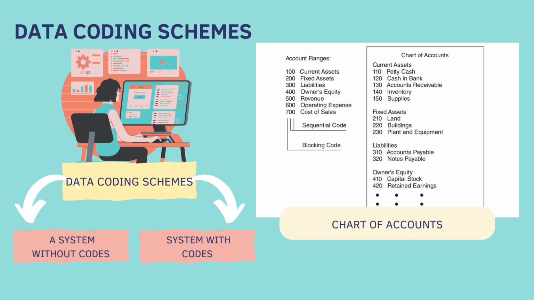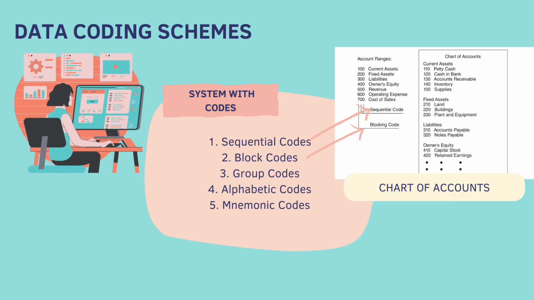Here we have a chart of accounts. Very familiar na tayo sa chart of accounts kasi sinusulat natin yung mga codes sa chart of accounts sa journal natin. System with codes, we have numeric and alphabetic coding schemes. So first, we have sequential codes. Yan yung mga nasa 00. Kunyari, itong 700 cost of sales. Under pa niyan, we have 701, 702, 703, and so on.